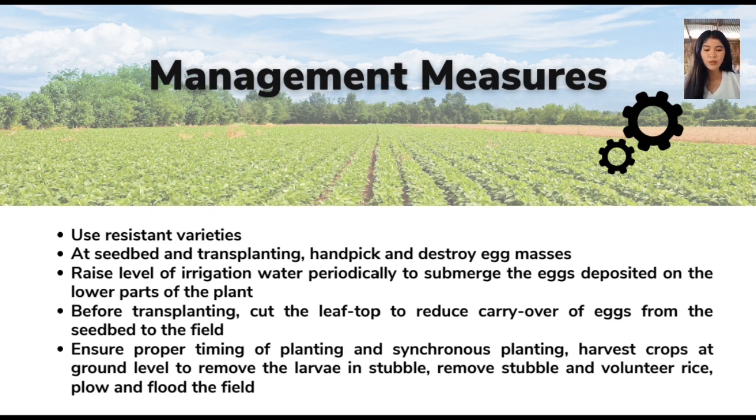Next is to raise the level of irrigation water periodically to submerge the eggs deposited on the lower parts of the plant. So, dito kailangan may time na mataas yung level ng water sa irrigation para lumubog yung mga itlog ng rice stem borer at mamatay sila, lalong-lalo na sa part ng ibaba ng halaman.